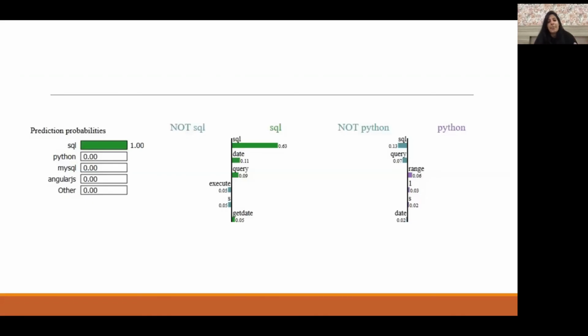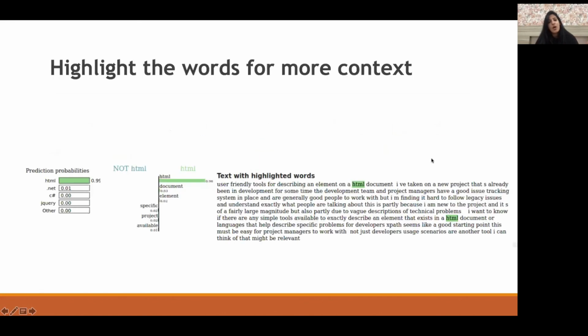So if we see, this kind of an output is much more interpretable than when you see, let's say, a bubble plot or a word graph of your output. So if you see why it is not SQL and SQL, you'd clearly know an SQL query would have these keywords rather than those keywords. Similarly, when you're trying to understand Python versus SQL questions, you'll know that words like SQL and query are something which are not very commonly used in case of Python-based questions. Also, you can highlight the words for more context.